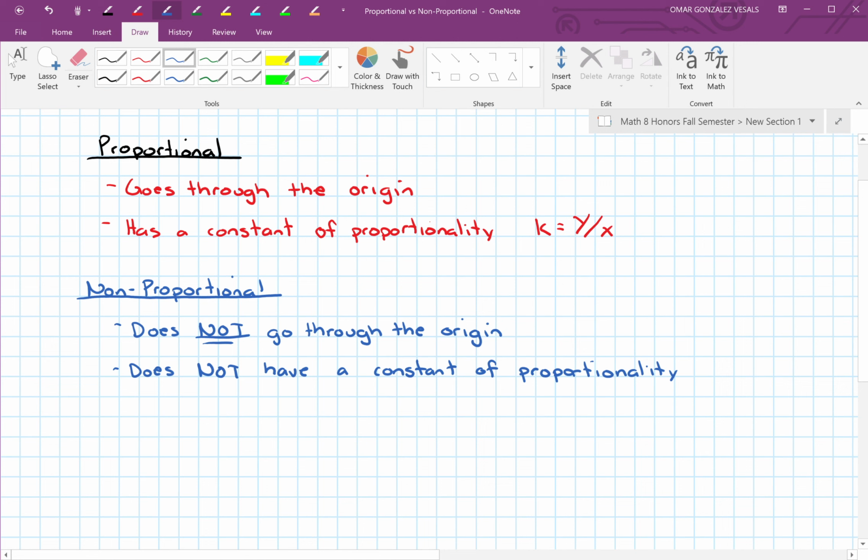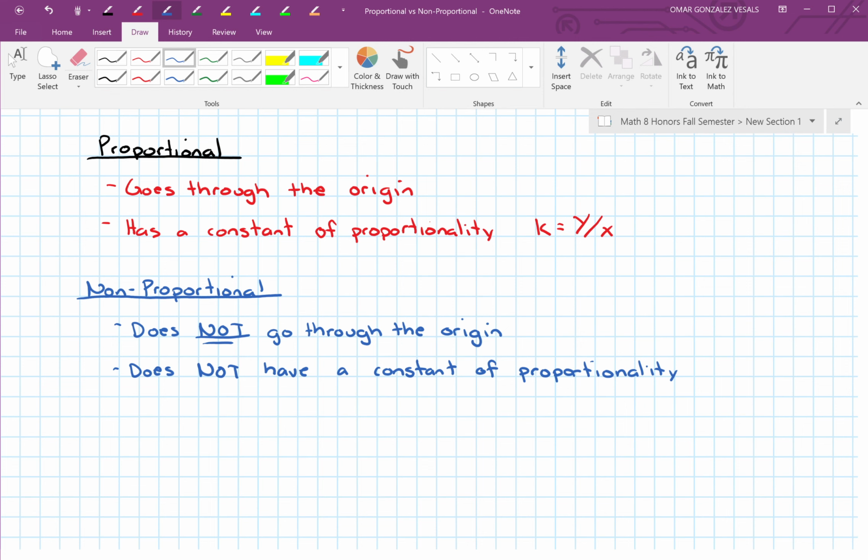Now I heard somebody say, "Hey, proportional has a slope." Yes, you're right. Proportional does have a slope, but so does non-proportional. The only difference between it is that when you're proportional, your slope is equal to your constant of proportionality. When you're non-proportional, you don't have a constant of proportionality. You only have a slope. Does that make sense? Okay.